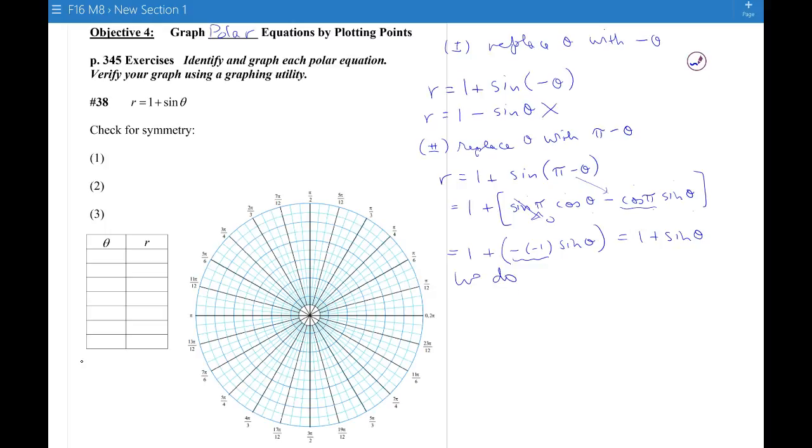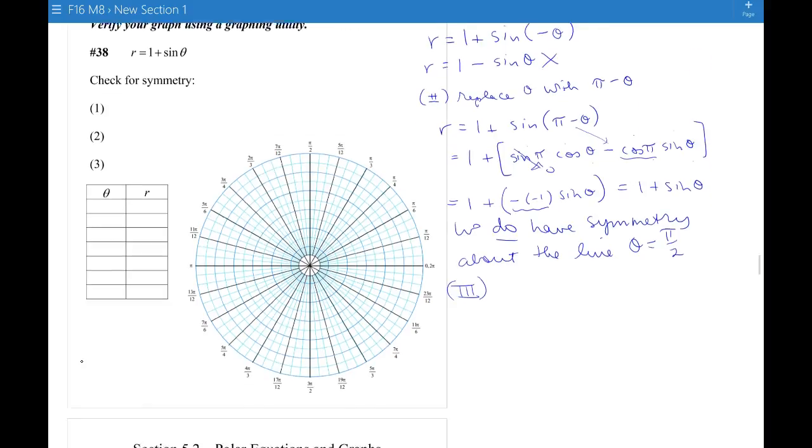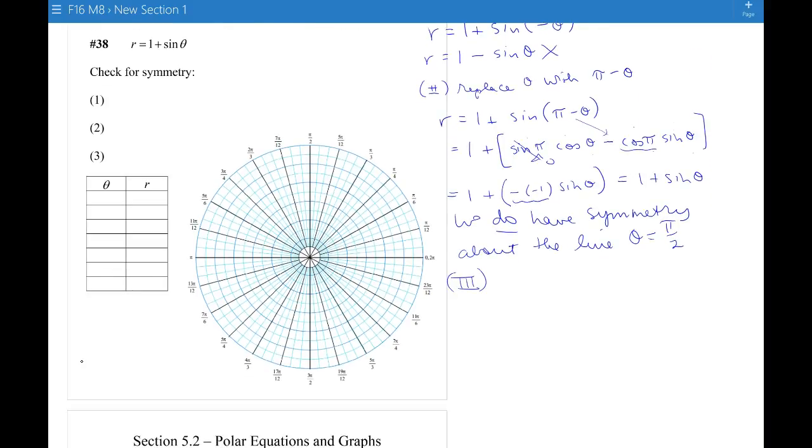So we do have symmetry about the line theta equals pi over 2, or the vertical line. So that means if we draw the right side of the graph, the left side looks identical. And we can tell pretty obviously that we don't have the third type of symmetry, because if you put -r in there, it's not the same. So those are the 3 tests for symmetry. So now let's plot a few points and see if we can tell what this looks like.